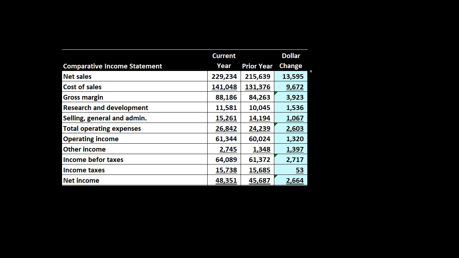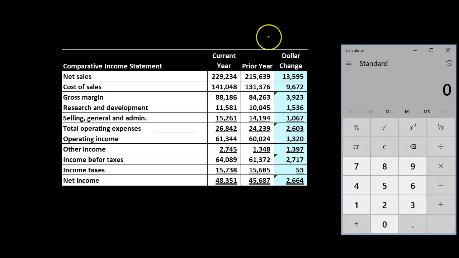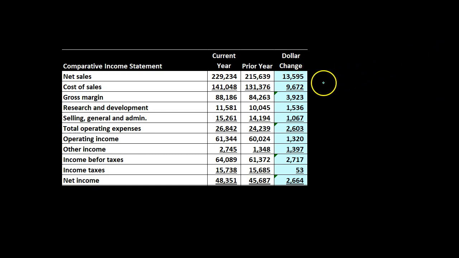Each line of these is just basically subtracting out the current year minus the prior year. So the current year 229,234 minus the prior year 215,639 is going to give us the 13,595. We're going to do that all the way down. So the net sales had a change, a 13,595 increase. That's good. So we could look at that and say, that's pretty good.